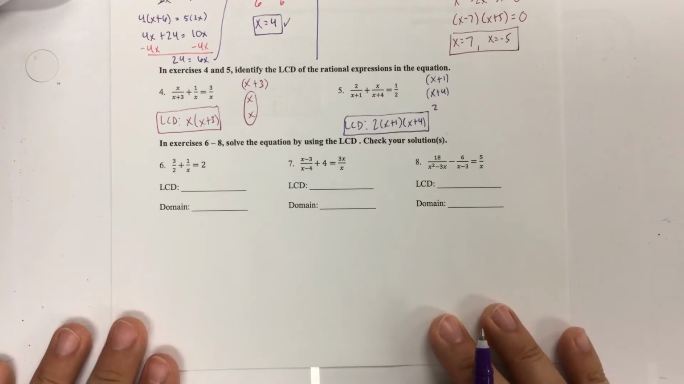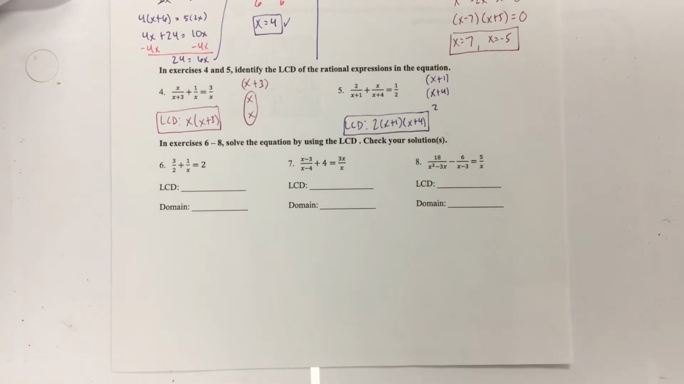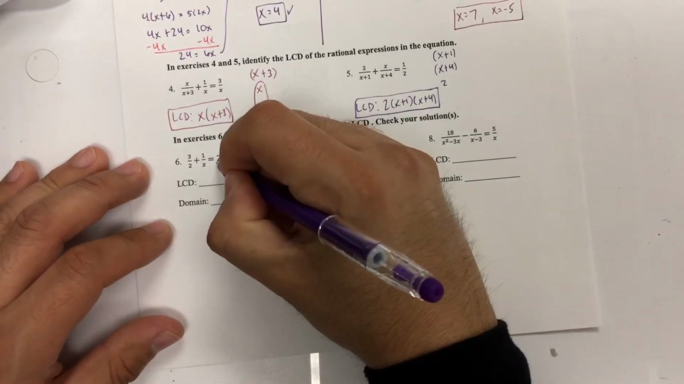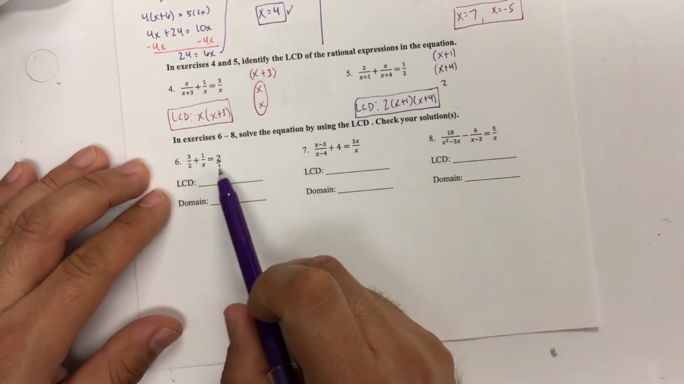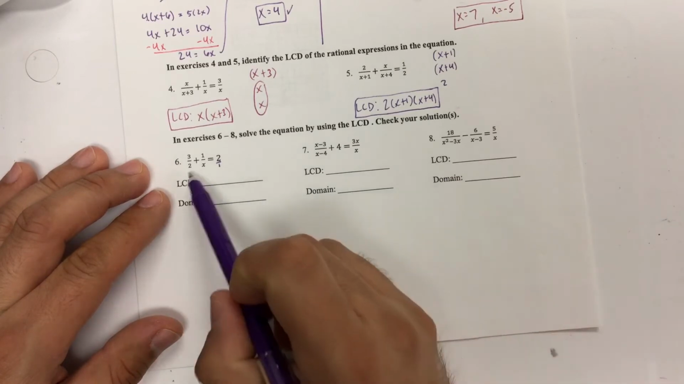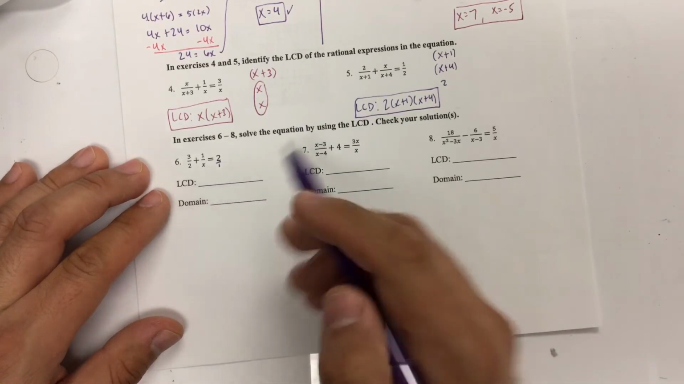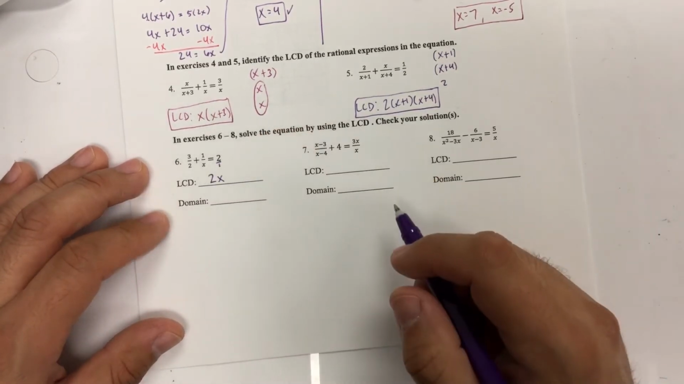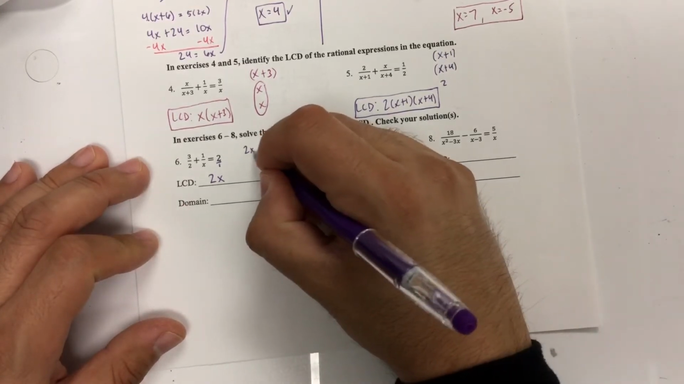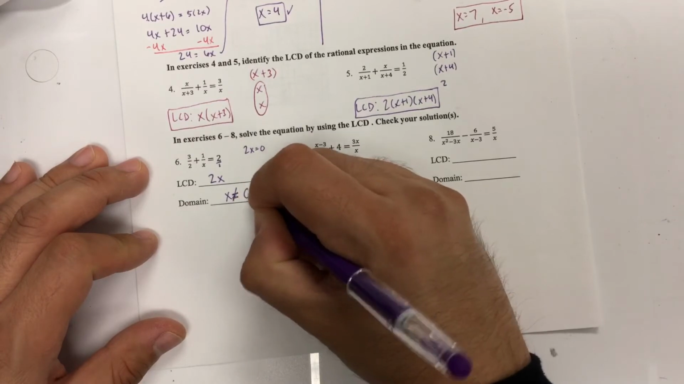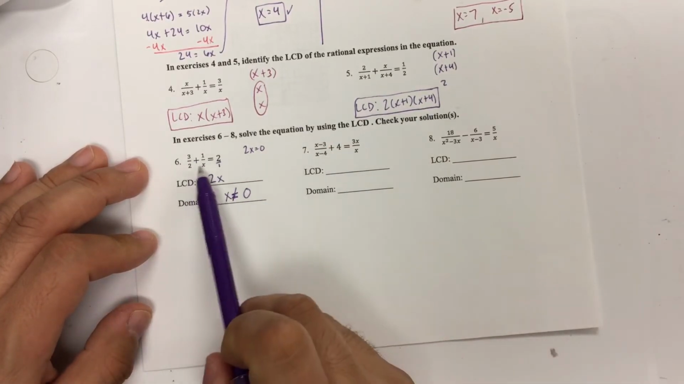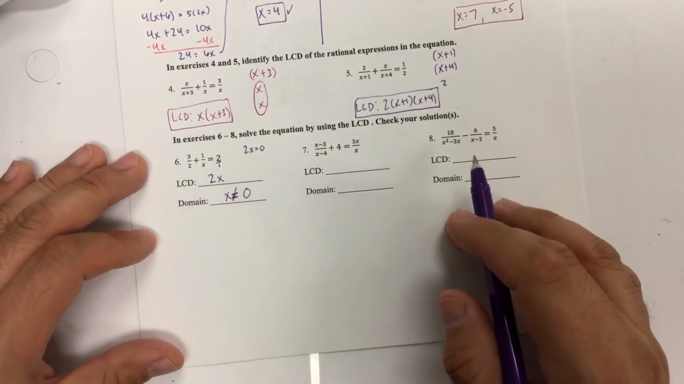All right, moving on to 6, 7, and 8. For number 6, let's put this over 1 to begin with. We can see they have nothing in common. We have a 2, an x, and a 1. So what's not in common is 2x and 1. So 2 times x times 1 is 2x. For your domain restriction, you could say 2x equals 0. When you divide by 2, x equals 0. So x cannot equal 0 because that's the value that makes the denominator 0, and it becomes undefined.